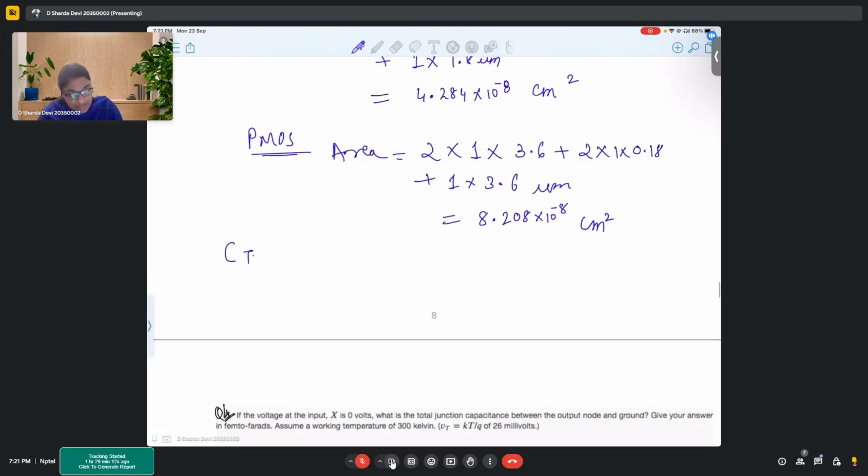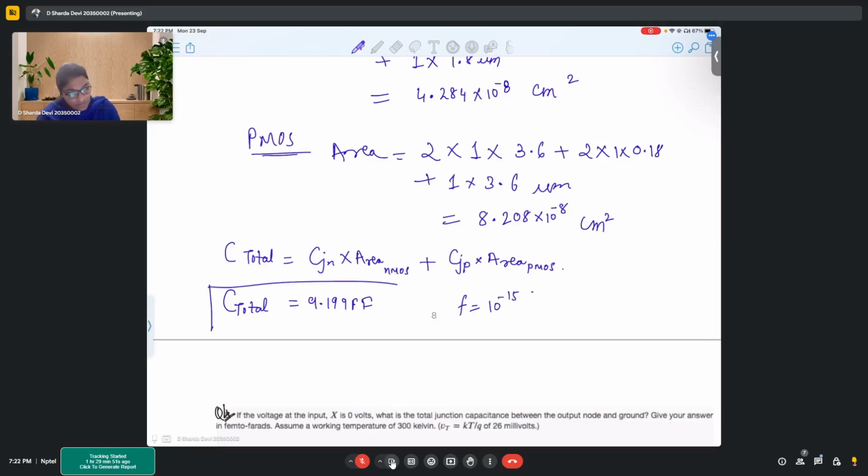So the total capacitance at the end is CJN into the area of NMOS plus CJP into the area of PMOS. At the end, the total capacitance turns out to be 9.199 femtofarads. Femto we all know, right? 10 to the power minus 15. So 9.199 is the answer.